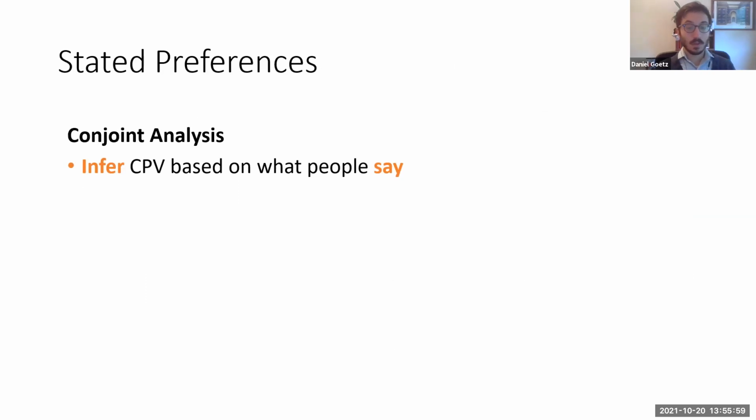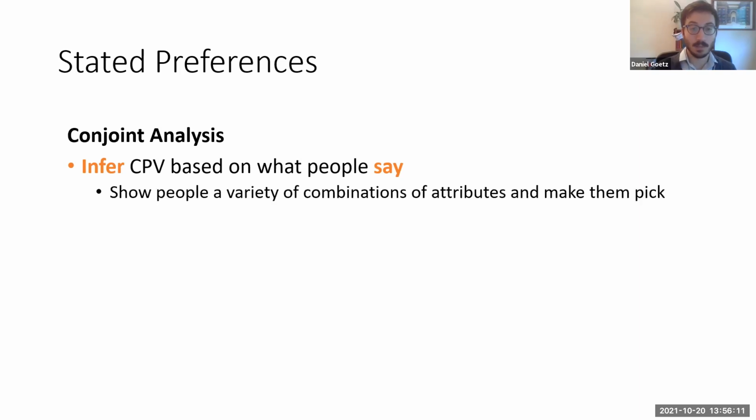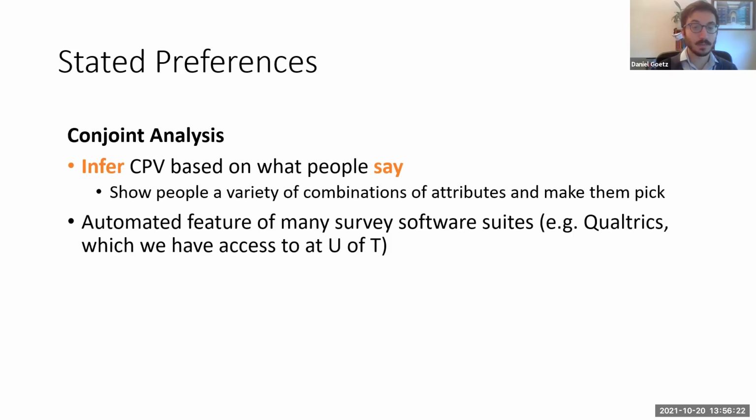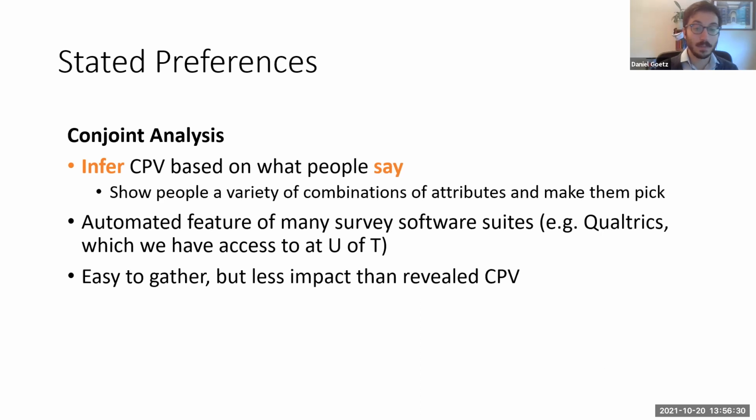So the other option, which I'll touch on briefly, is stated preferences. This is conjoint analysis. We can infer consumer perceived value not based on what they do, but based on what they say. Here we would show people a variety of combinations of attributes and make them pick which product they like better. This is a feature that a lot of survey software suites include, and it's easy to gather. It has less impact than revealed consumer perceived value.